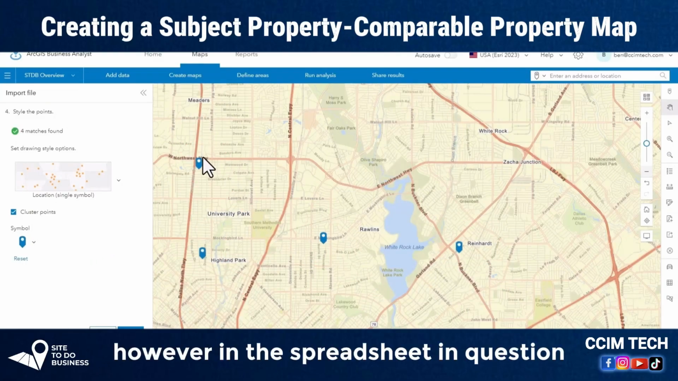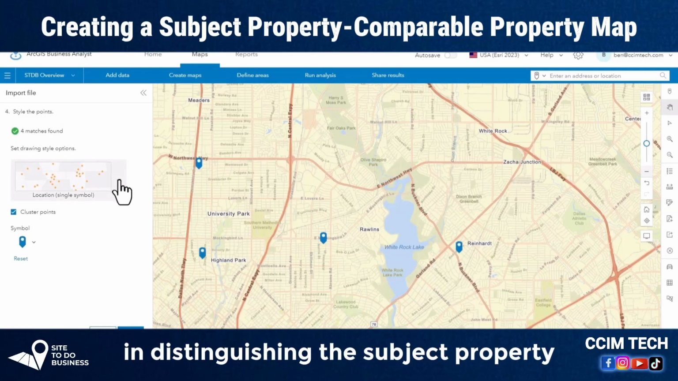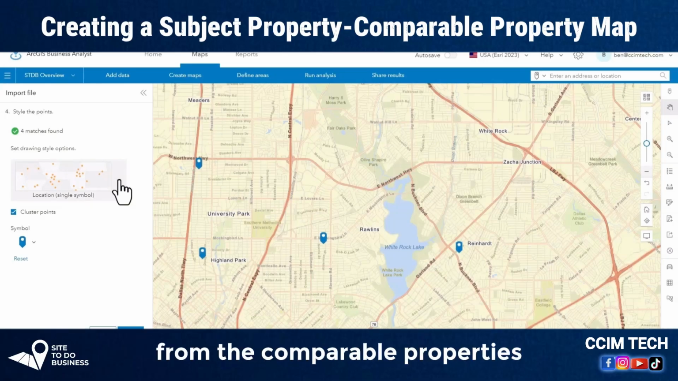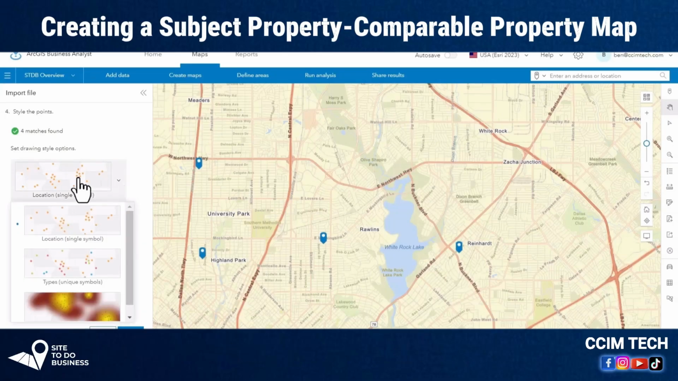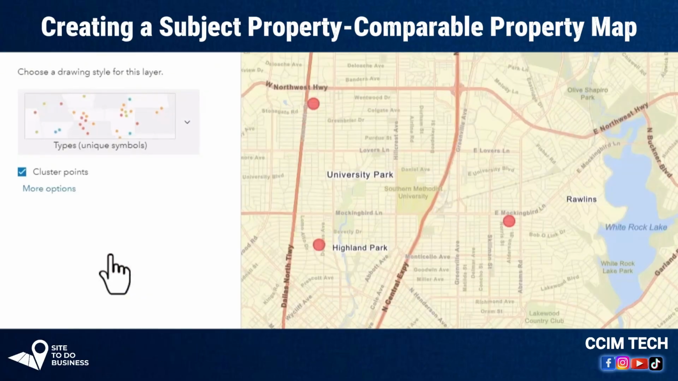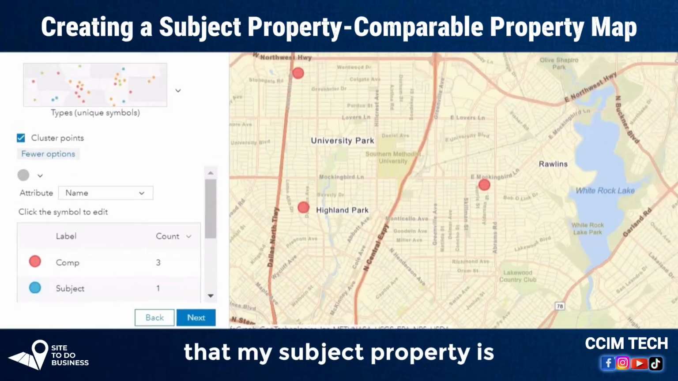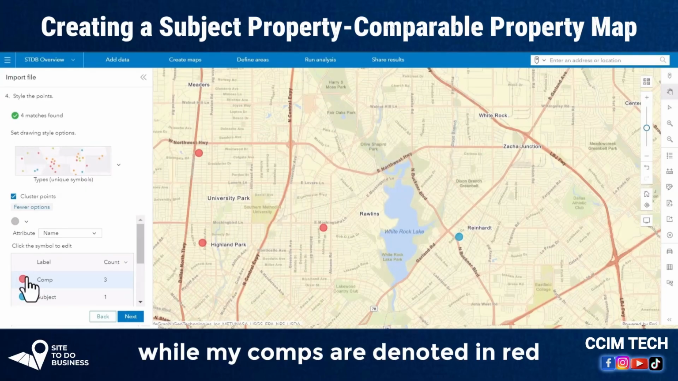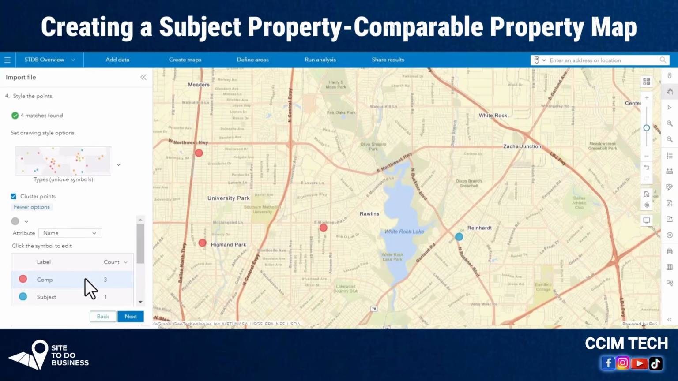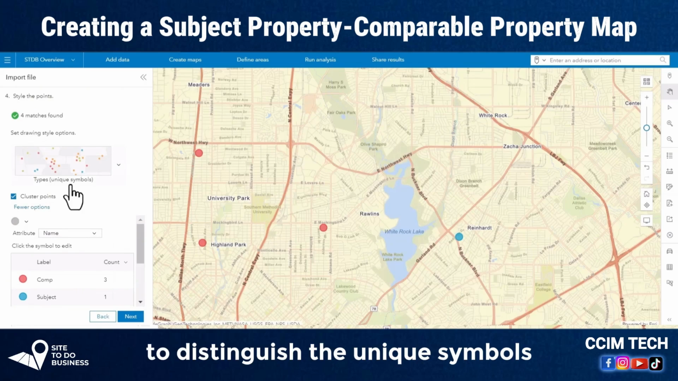However, in the spreadsheet in question, we're actually interested in distinguishing the subject property from the comparable properties. For the drawing style options, I'm going to change to unique symbols. Here you can see that my subject property is denoted in blue, while my comps are denoted in red. Keep in mind that I could use any of the different addresses to distinguish the unique symbols.